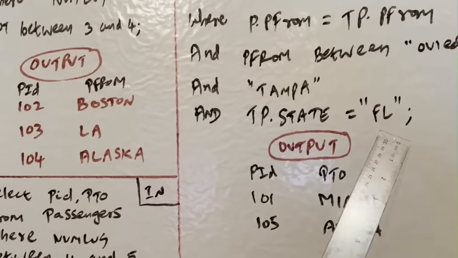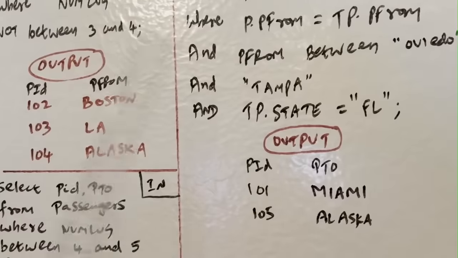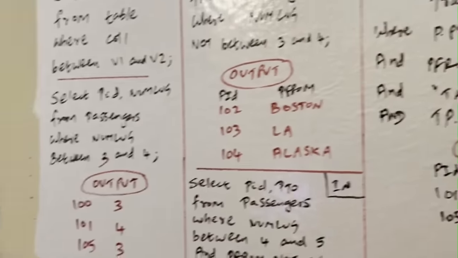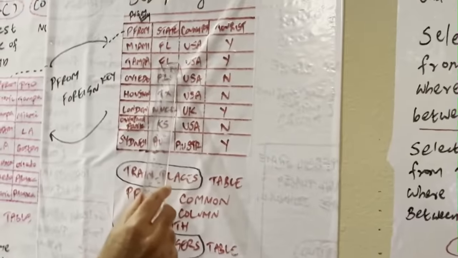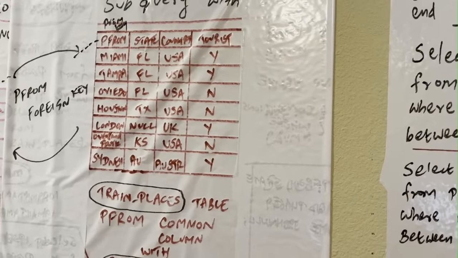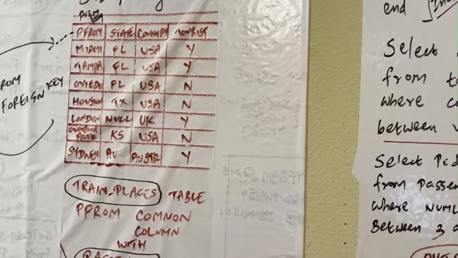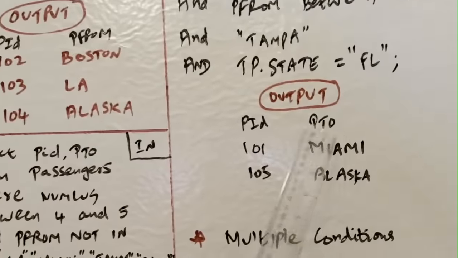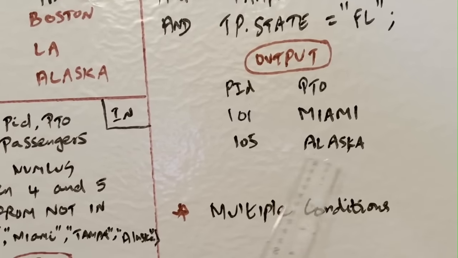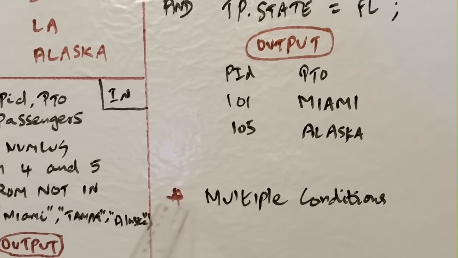TP.state has to be Florida. So when you run this query, it will go against these 2 tables. Miami, Tampa is in Florida, so that condition is satisfied. Each condition has to be satisfied for the final records to be output. So see here, final output will be PID, PTO 105 Miami, 105 Alaska. Multiple conditions can be used.